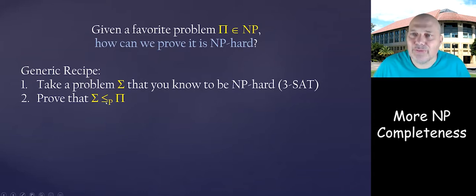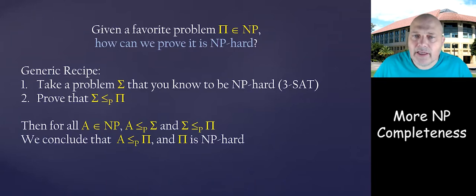So this is how to interpret it, meaning that once we reduce sigma to pi, if we can solve pi, we can solve sigma. And if we cannot solve sigma, we cannot solve pi. So you take a problem that is already known to be NP-hard, sigma. You show that it's polynomially reducible to the problem you care about. And this means that pi is NP-hard as well, because if sigma is NP-hard and it reduces to pi, then pi is NP-hard.